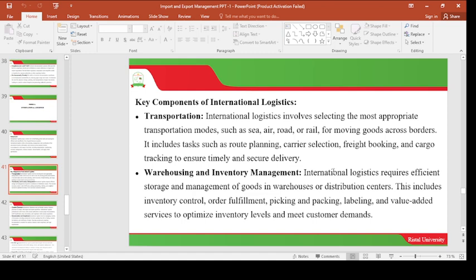Then picking and packing of these goods. Warehouses are also used for labeling; they have space for labeling the goods, and also for value addition. Services can be done in the warehouses to meet the customers' demand. So in international logistics, warehousing is a key component.